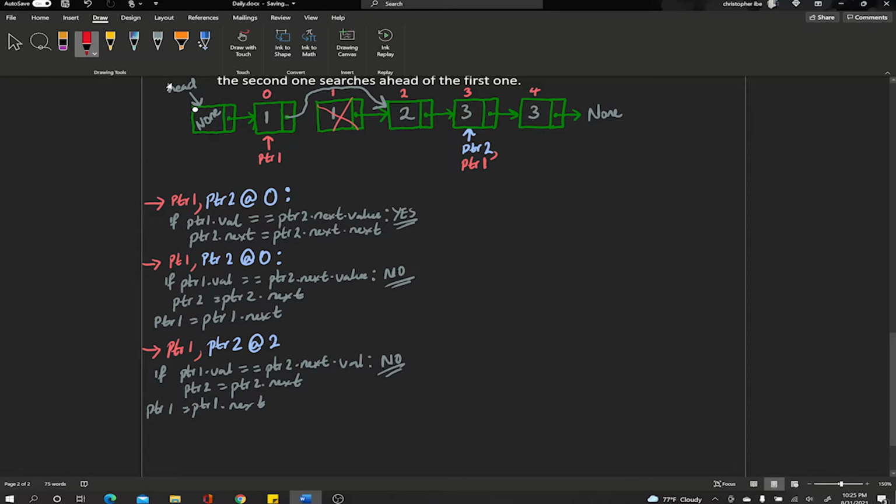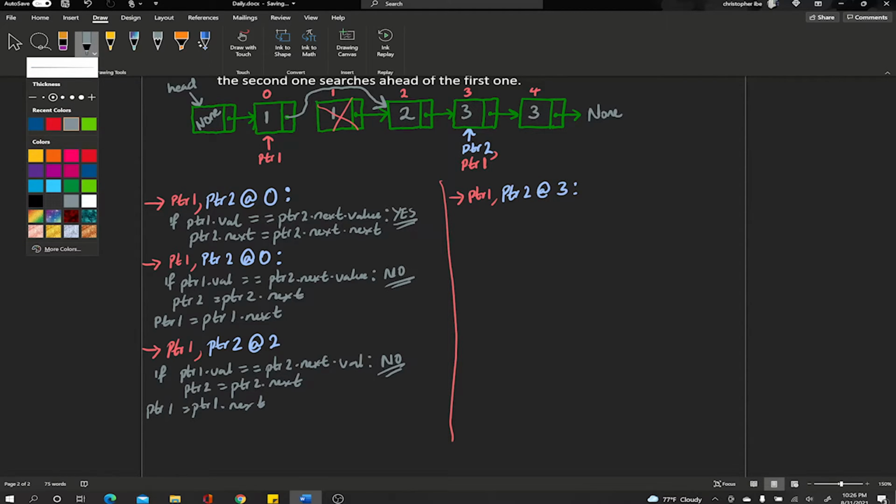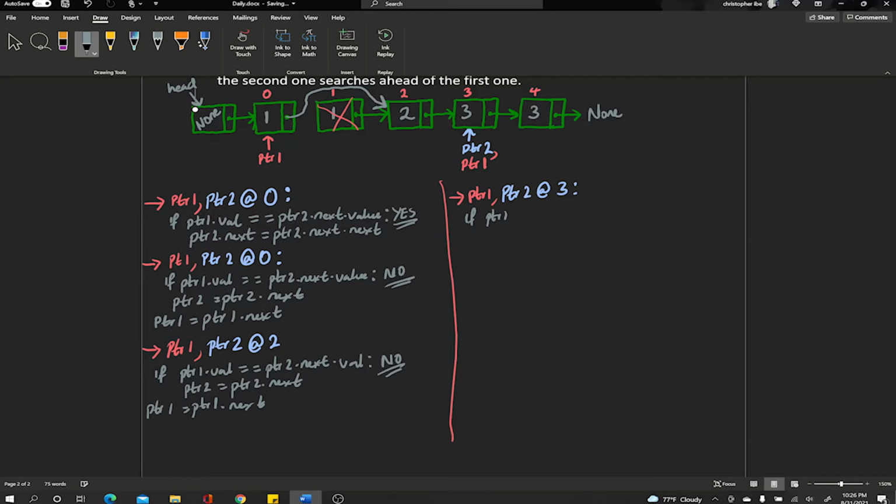So in this case, we're going to ask ourselves the same question again. So let's go ahead and write this out. Here, ptr1 and ptr2 would happen to be at index 3. So again, we ask ourselves the same question we've been asking ourselves. Is ptr1.value equal to ptr2.next.value? In this case, ptr1.value is 3, ptr2.next.value is 3. Are they equal? Yes, they are.